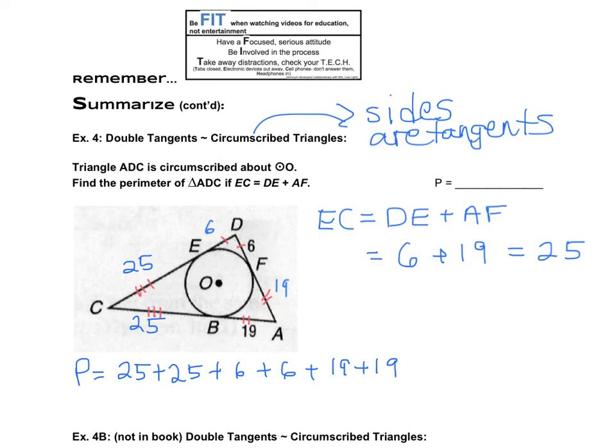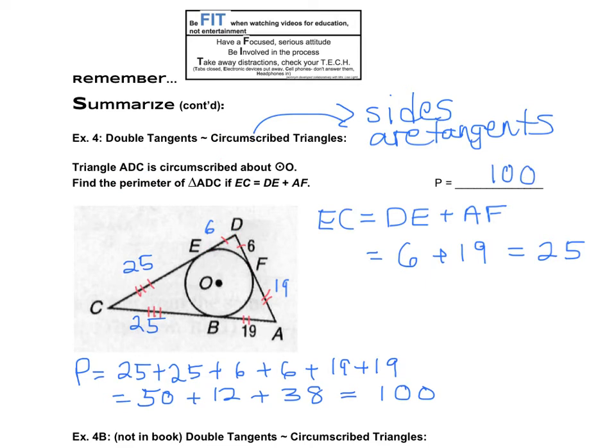And that's going to equal, if I simplify it a little bit, 50 plus 12 plus 38. And since 12 plus 38 gives me 50 as well, 50 plus 50 gives me 100. So my perimeter is 100, you guys.